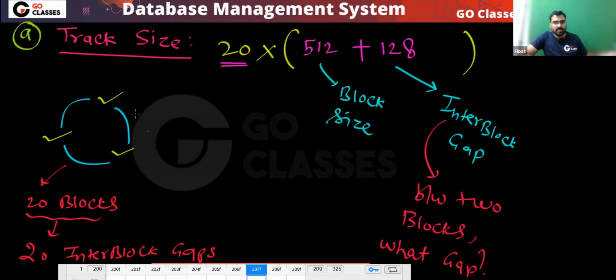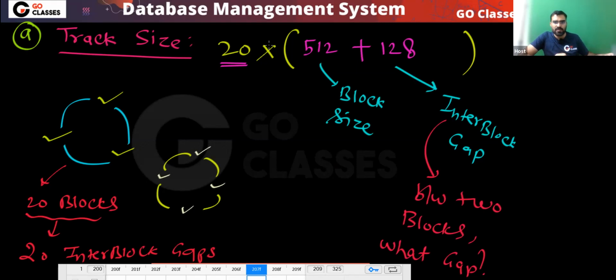Just read, see this. Tell me, Sriram, how many? These are the 4 blocks. How many gaps are there? 4 blocks are there. How many gaps? This is a gap. This is a gap. This is a gap. This is a gap. Is this clear? Let me know. Okay, so this question is clear.